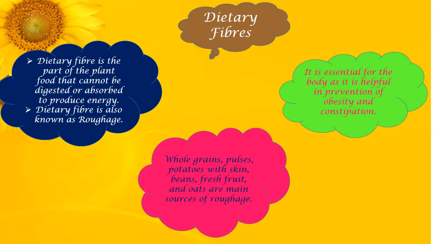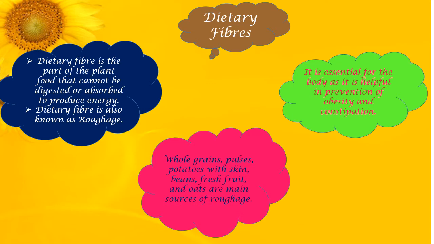And then whole grains, pulses, potatoes with skin. Okay, these are some sources. Not the peeled potatoes, which are very tasty for us to fry and eat. It is not that. We have to take the potatoes with skin. Beans, fresh fruits, and oats are the main sources of roughage. If we concentrate on these food items, definitely it will help us avoid obesity as well as constipation, and this overall is called roughage.